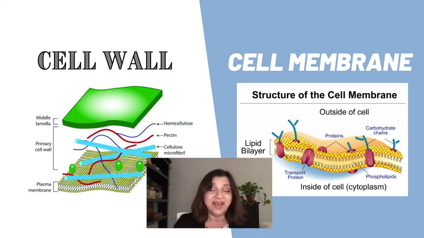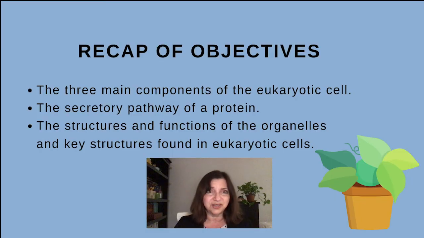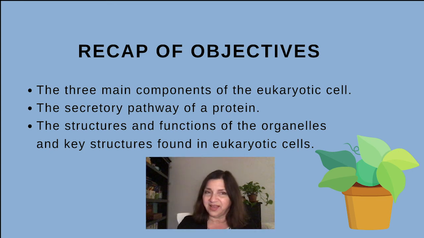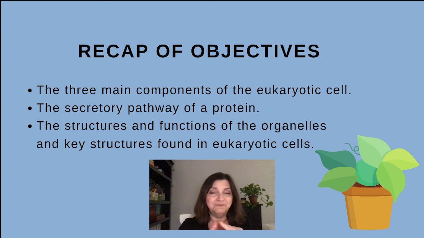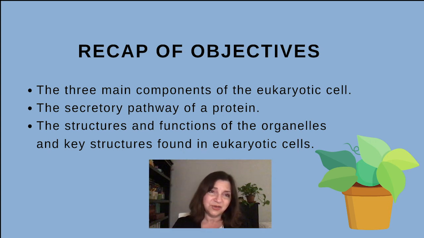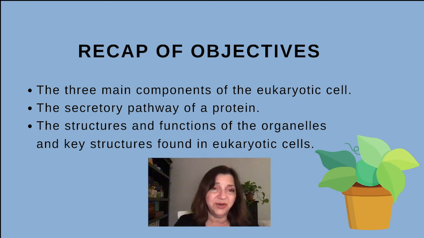So that is all of the structures and functions of eukaryotes. The three main components of the eukaryotic cell was the first thing that we learned. What were they? The cell membrane, the cytoplasm, and the nucleus. Good. We also learned the secretory pathway of a protein, and we learned the structures and functions of the organelles and the key structures found in eukaryotic cells.